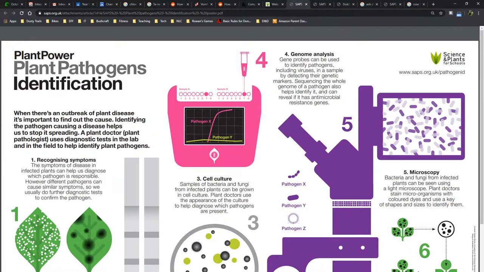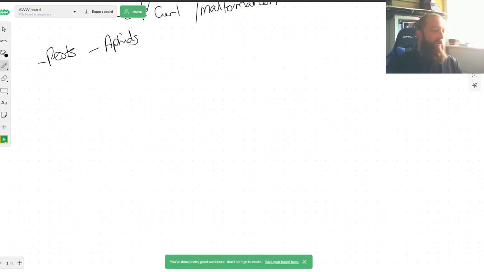Okay, so let's go back to our original window. I'm going to be moving between the two as we look at it. From a home gardener point of view, often in a lot of cases we don't want to spend the money on it. So with most of the common issues, you can go and look it up.